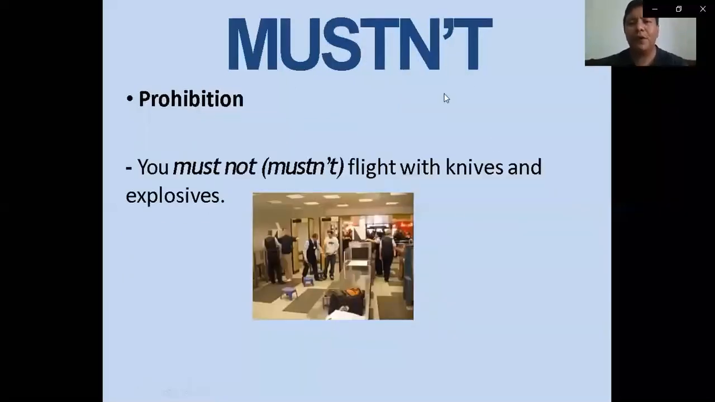Mustn't in the negative form, mustn't, that means a prohibition. So we have, you must not or you mustn't fly with knives and explosives. Entonces usted no puede ingresar, usted no puede pasar con armas ni explosivos, con cuchillos ni explosivos.